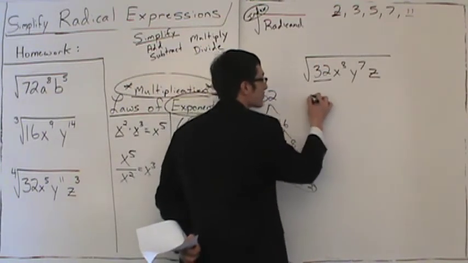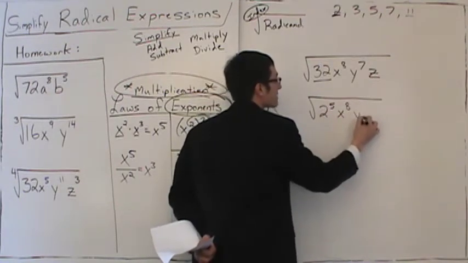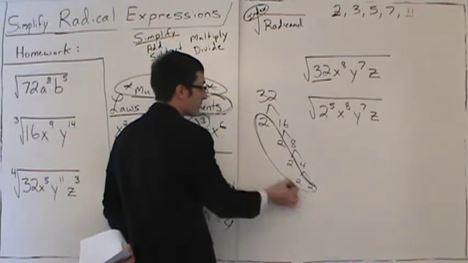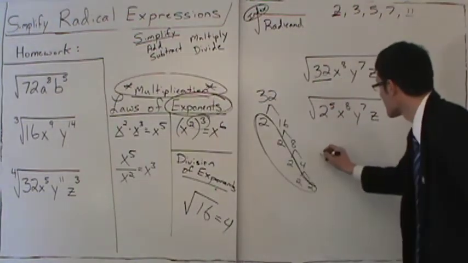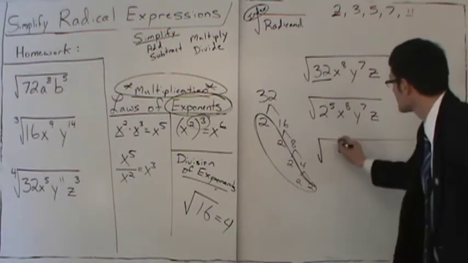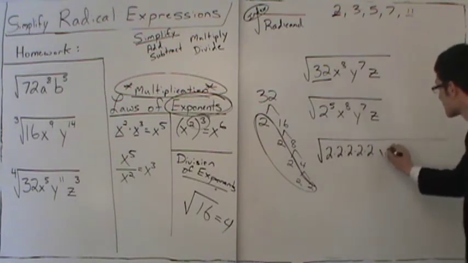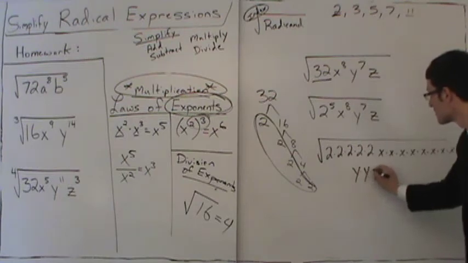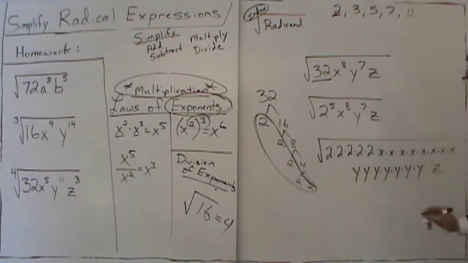So we're going to write this as the square root of 2 to the 5th, x to the 8th, y to the 7th, and z. Notice we replace 32 with 2 to the 5th because 5 2's multiply to give 32. Now let's go ahead and write it out one more time. We have 5 2's. We have 8 x's. And 7 y's. And 1 z.